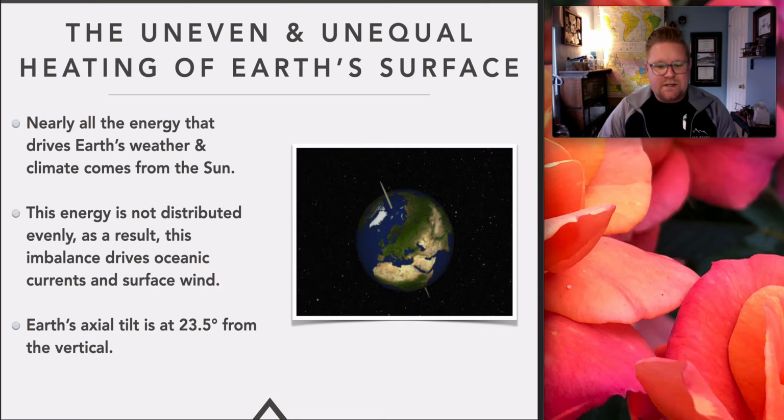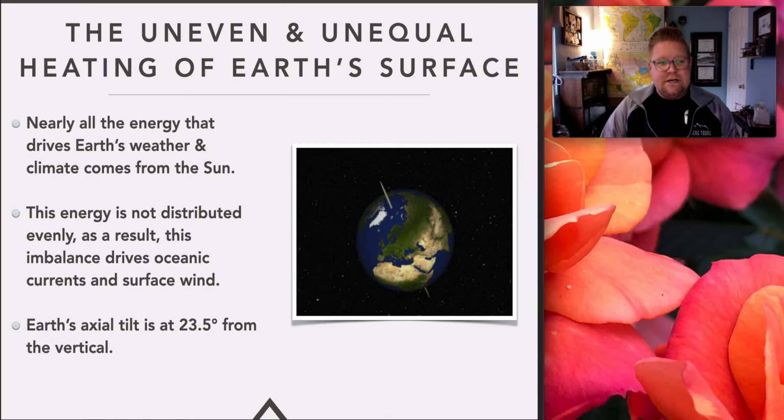So let's start off with this. As discussed in other presentations, we have uneven and unequal heating on our Earth's surface. That unequal energy provides really the fuel for our weather systems. But taking weather out of it, knowing that the distribution of sunlight is not equal on our planet will start to paint the picture as to why we experience seasons.